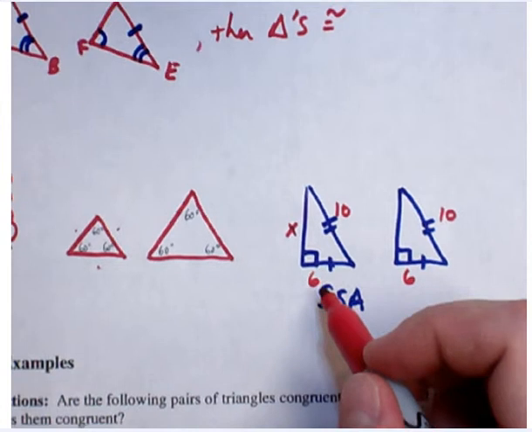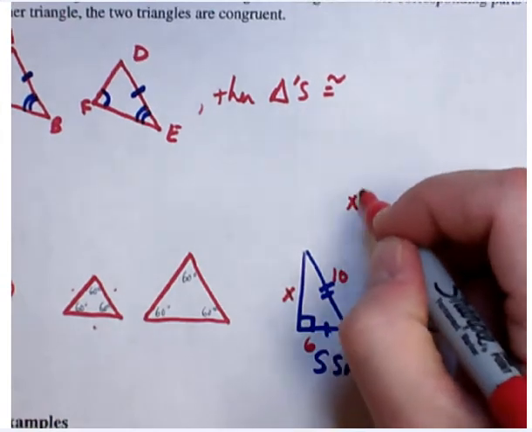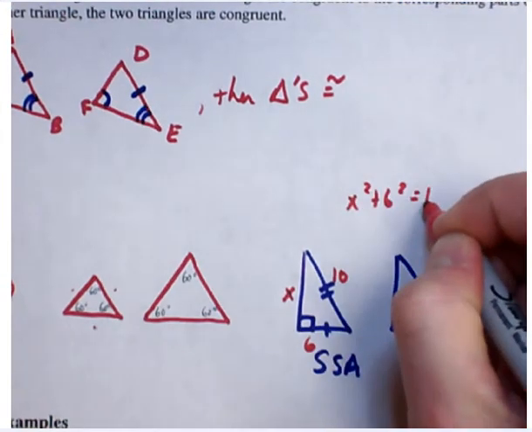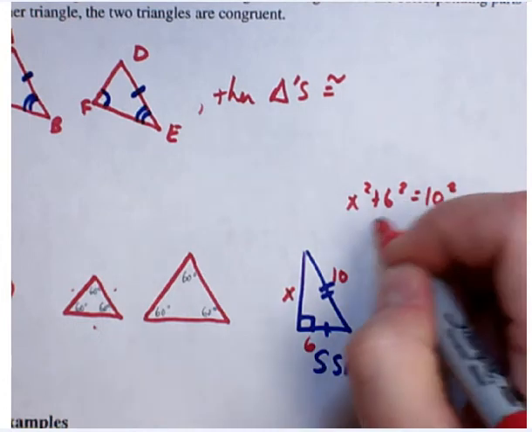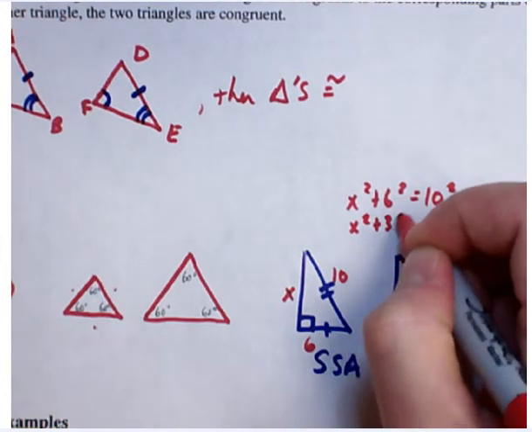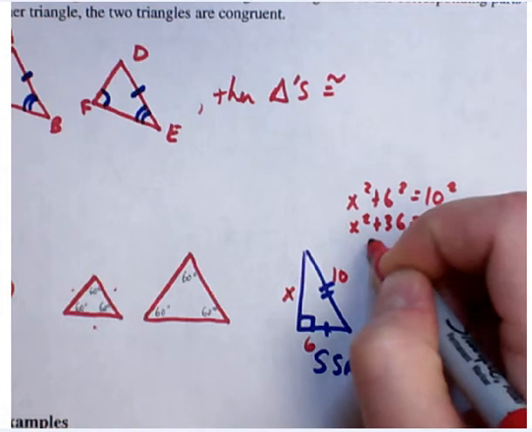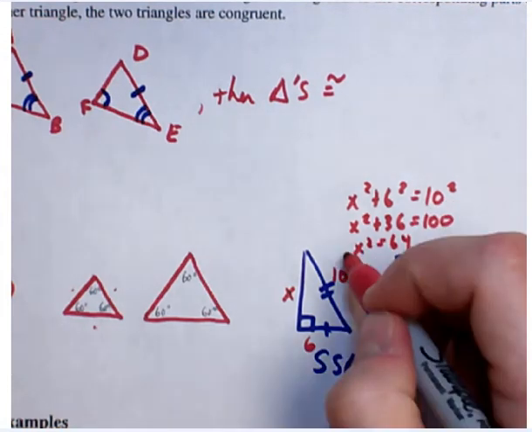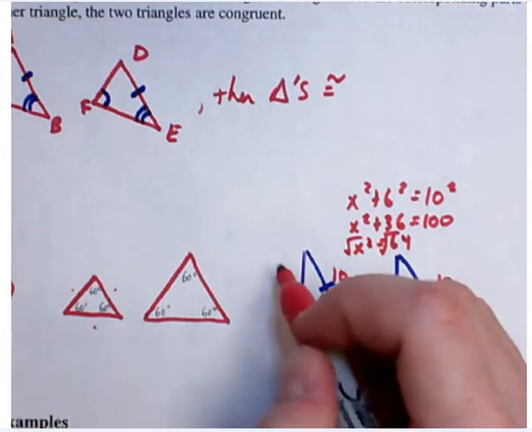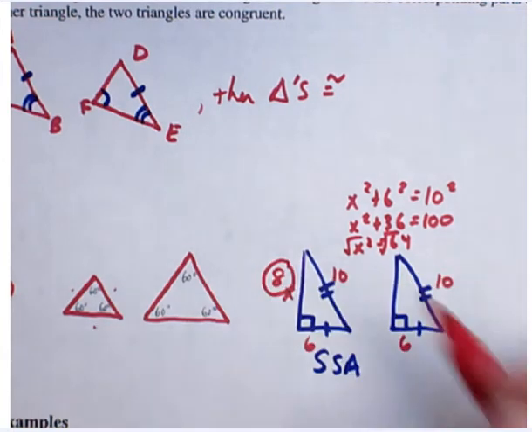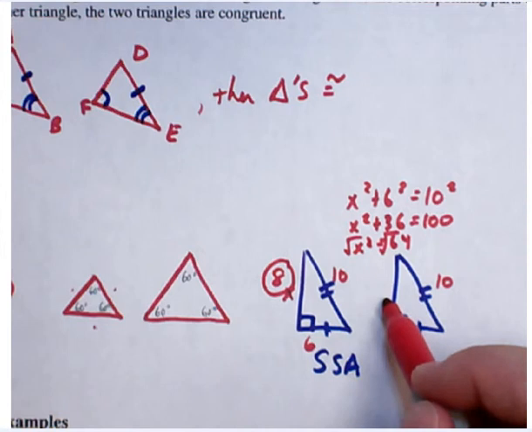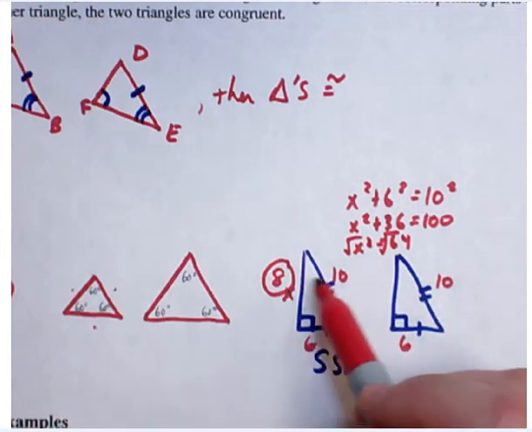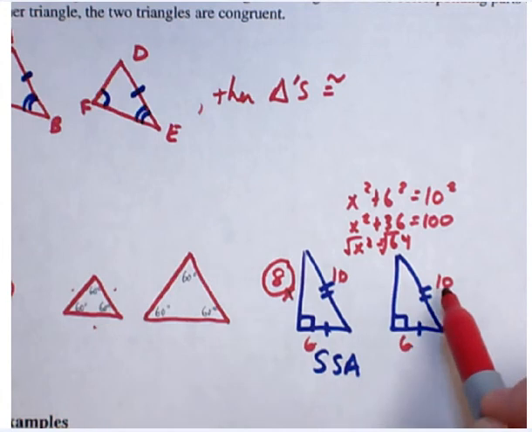you could do x squared plus 6 squared equals 10 squared. Now when you solve this, x squared plus 36 is 100, subtract 36 to get 64, and then take the square root of both sides, you get x is equal to 8. Well, if you did the same thing here, you'd also get 8. And then that would be side, side, side. So what happens is the triangles will be congruent.